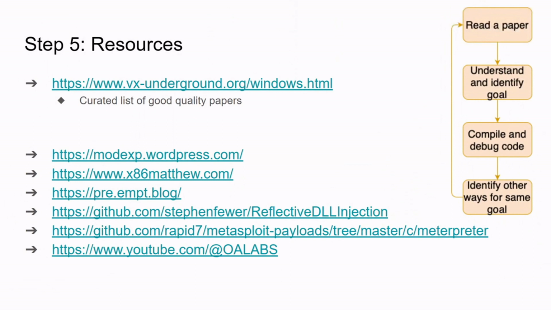As far as GitHub repositories go, I think there are two really important, well-written and well-documented repositories. You've got Stephen Fewer's reflective DLL injection. That's the first one. And secondly, Rapid7's Meterpreter source code. I think Meterpreter has almost done it all. They've got extensive documentation, their code base is massive, and you can get endless ideas just from reading the source code. It's really well architected and engineered.